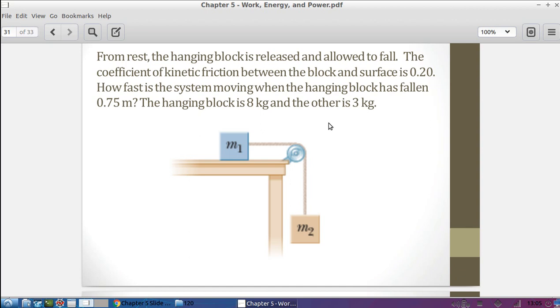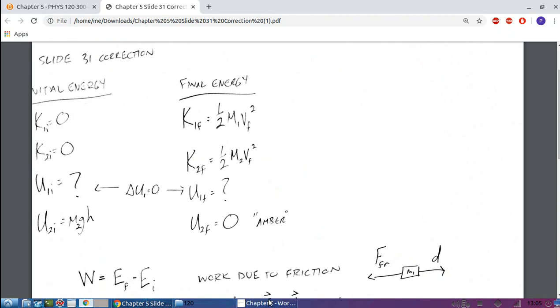Alright, so just a quick video going over this error that I made. So I posted the correction up. This is slide 31 of chapter 5. So I've got the correction right here.